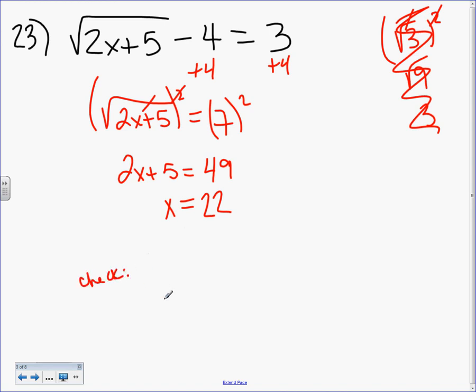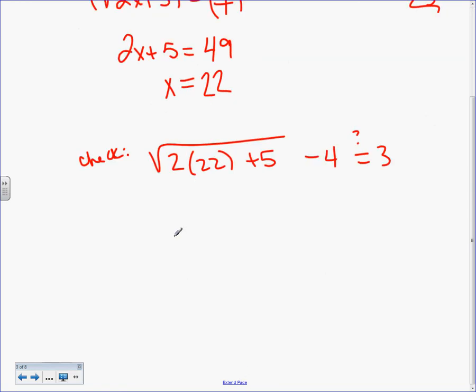Whenever I check it, I always write the word check so I don't get confused as to what I'm doing. Okay, so 2x plus 5 minus 4, is it equal to 3? That's what I'm checking. Okay, so what is order of operations, PEMDAS or GEMS, right? Grouping symbols come first, so I have to do this first. So that's going to be 2 times 22 is 44 plus 5, 49, square root 7. What is 7 minus 4? Does 3 equal 3? Is that true?